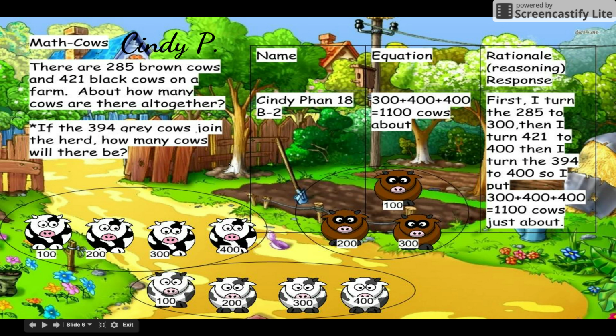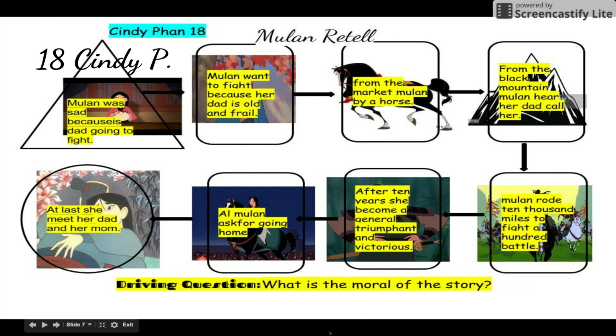This is another CGI problem that we talked about. We were using rounding and adding, and you can stop the slide if you'd like to and read what it is and read her rationale and take a look at her awesome picture. Here we have a Mulan retell that we used a flow map for, and you can see her pictures are hidden behind her font, and over time she'll learn to move the pictures out of the way so they're not covered by the font.